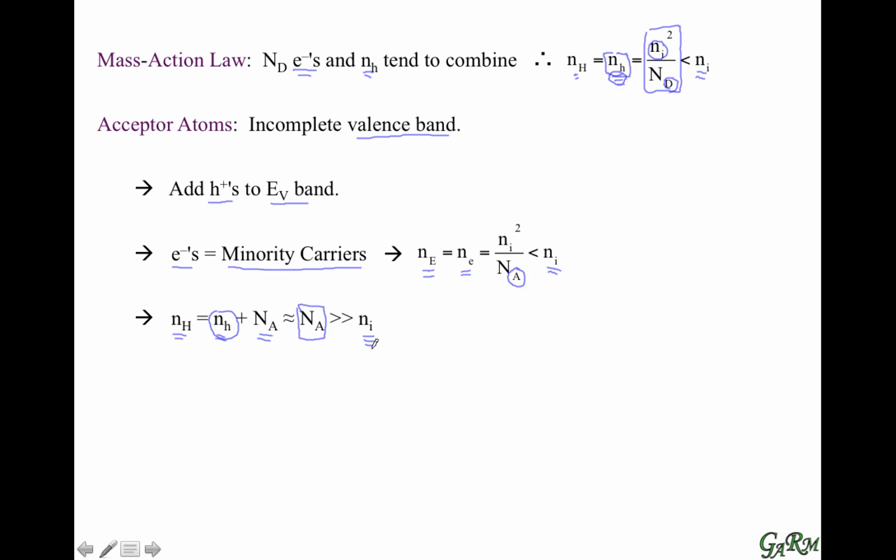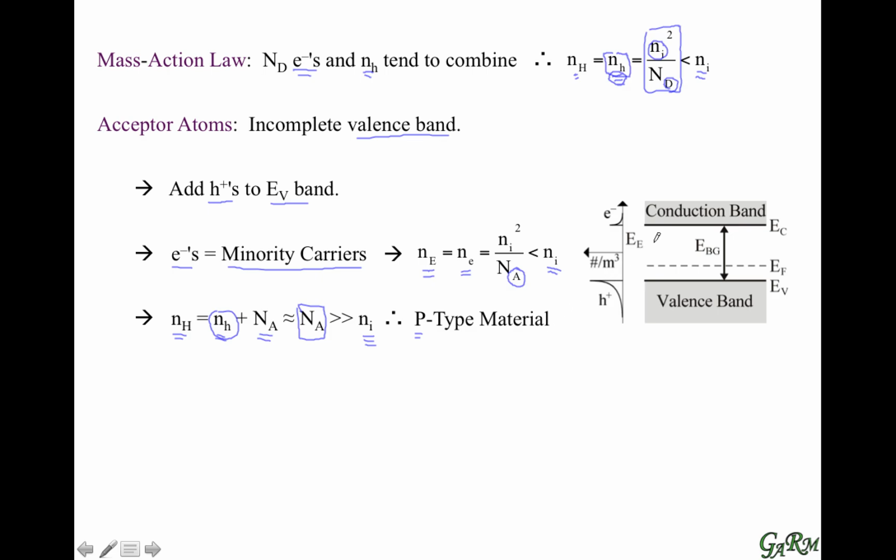So what are we saying? This material has a lot more available holes in the valence band than available electrons in the conduction band. So this is said to be a positive type material, or p-type material. So when we look at the band diagram for p-type material, we're going to see a lot of holes in the valence band and just a few electrons in the conduction band. So what we see here is the concentration of holes. It's much greater than the concentration of electrons.